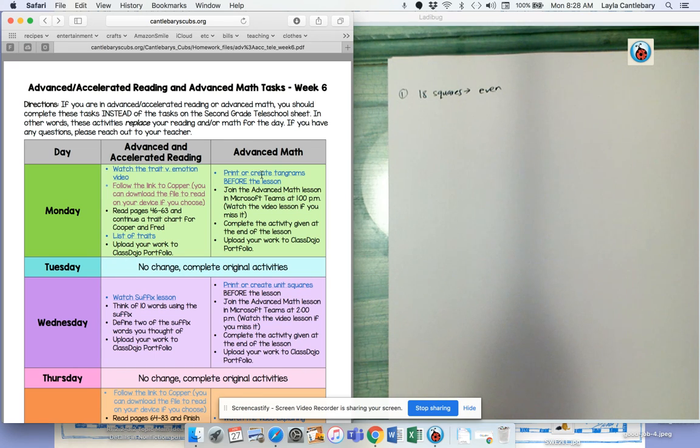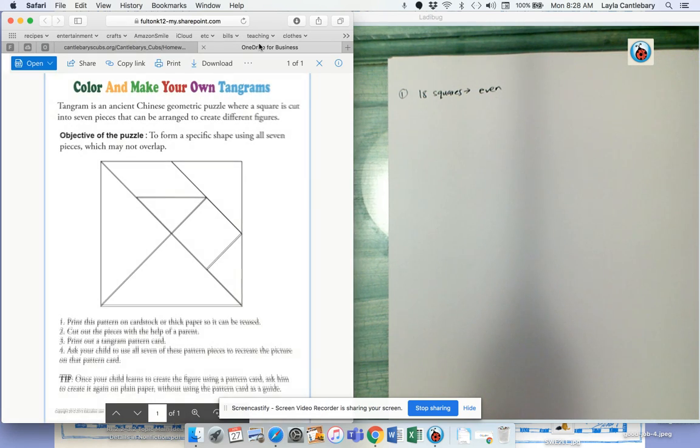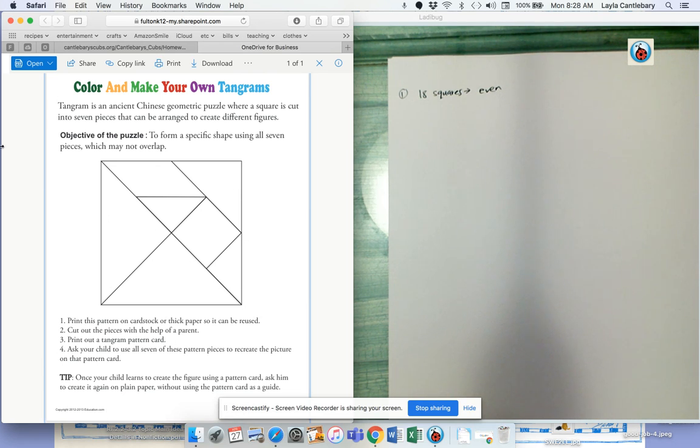Advanced math. Before the lessons, you have to create or print the tangrams. If you have your own tangrams, obviously you don't need to do that. So tangrams are this thing in the middle. If you cannot print it, you have to try to make it, and that's going to be a little more challenging.